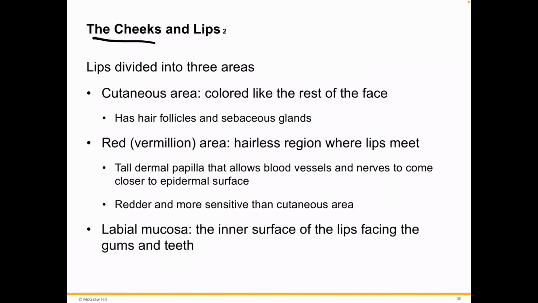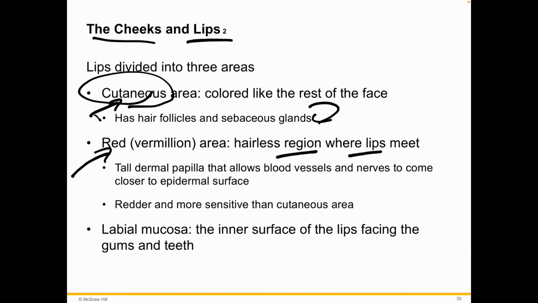The cheeks and the lips, now I want to say chicks, like baby chicks, like cheap chicks. Lips are divided into three areas. So there's the cutaneous, right, which is like the cuticular area, and it's colored like the rest of the face. It has some hair follicles, some sebaceous glands. There's also the red or the vermilion area. So this is the hairless region where the lips actually meet.